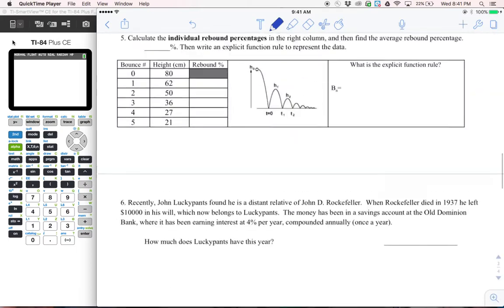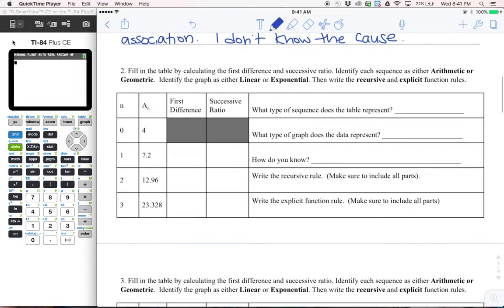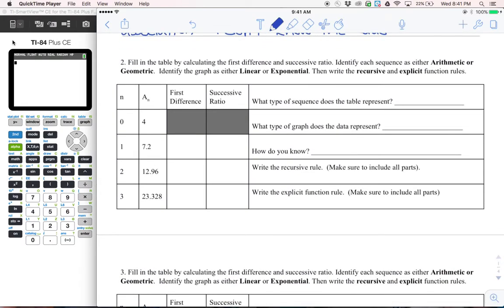All right, let's go ahead and look at question number 2. Question number 2, you're answering these 5 main questions here after you complete the chart here on the left side. So we're given 4 pieces of data, right? The initial amount, the first term, second term, third term. And we're calculating the first differences and the successive ratios.